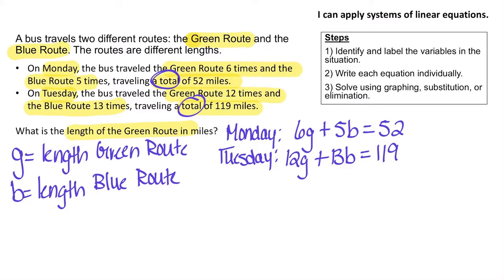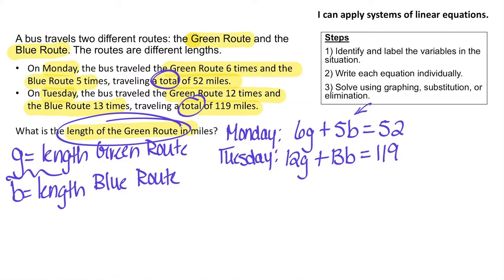But when I use elimination in this problem, I'm going to be smart about it, okay? Because notice that this problem doesn't ask me for both variables. It just says, what's the length of the green route? So I only technically need to do half this problem. I only need to find the value of g. So if I eliminate and get rid of the variable that's not g, right? If I get rid of the variable b, I can actually do this problem with half the amount of work.